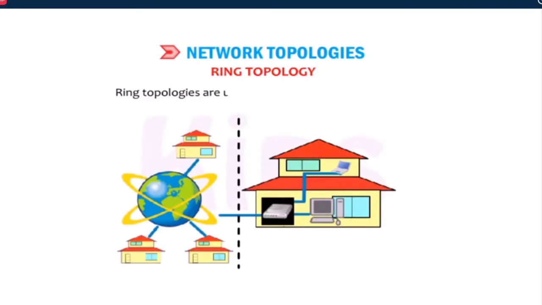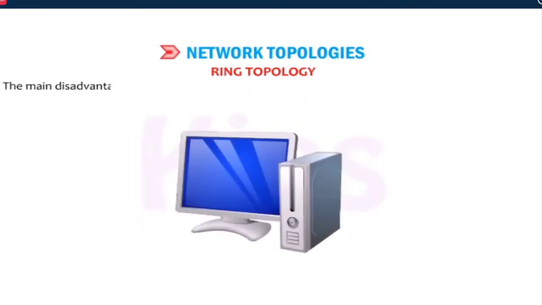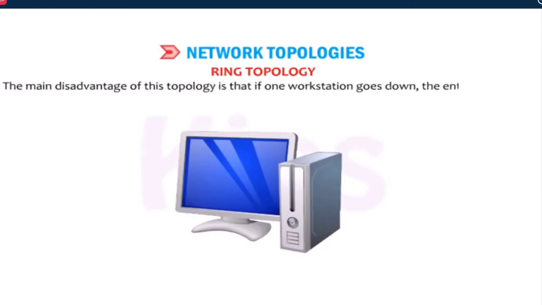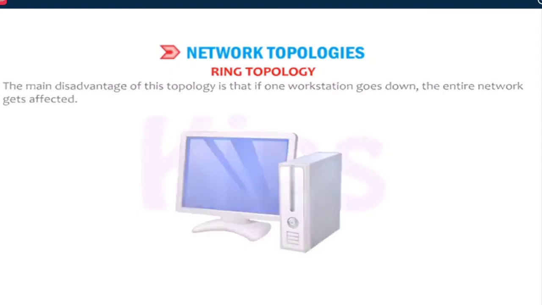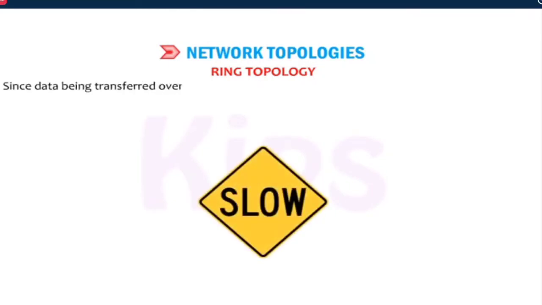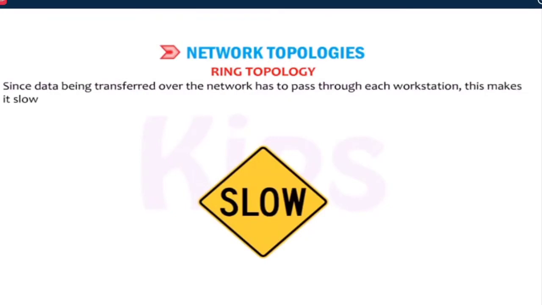Ring topologies are used in both LAN and WAN setups. The main disadvantage of this topology is that if one workstation goes down, the entire network gets affected. Since data being transferred over the network has to pass through each workstation, this makes it slower than star topology.